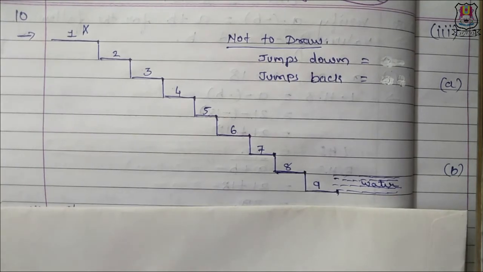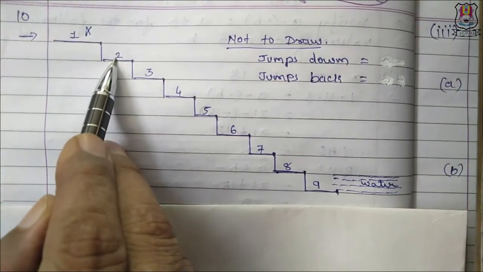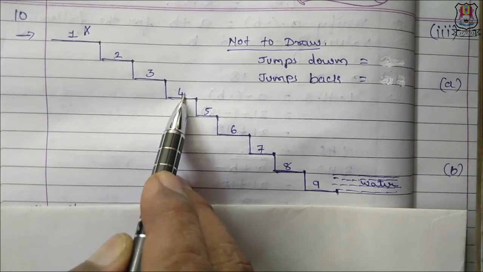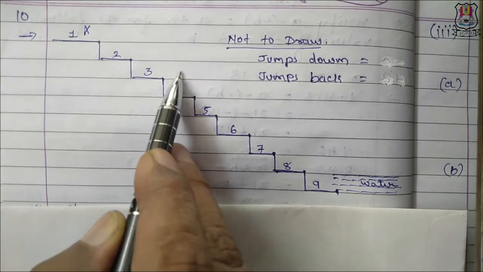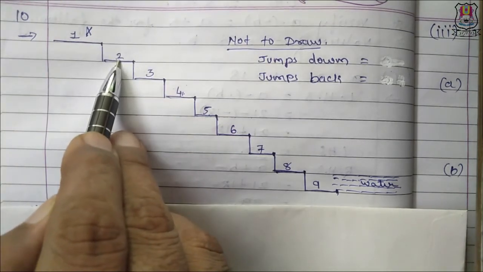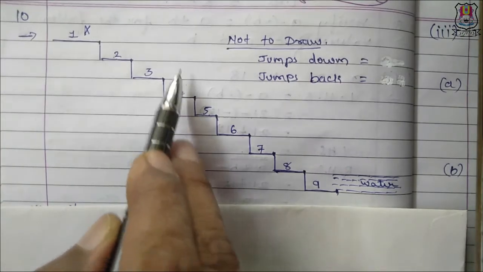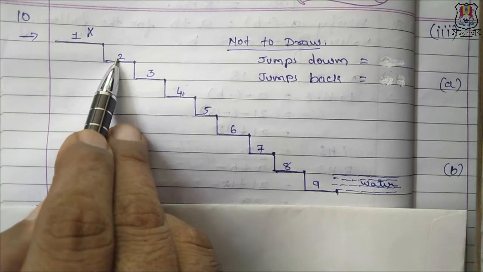Now what the question is saying, that he jumps 3 steps down. Down means from this position he goes 3 steps. 1, 2, and 3 steps. Now he is standing over here, and then he jumps back 2 steps. So he jumps back 1 and 2. So how many jumps? For the first jump he came over here, and for the second jump he came back to the second step. So how to solve this?